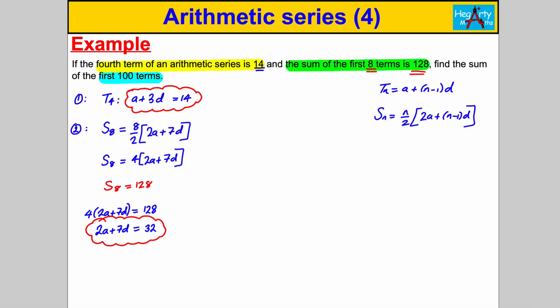Now, just before we get going, how might we do this? Well, I'm going to multiply this whole equation by 2, both sides, and get 2a add 6d is equal to 28. I'm going to call that equation 1. And from here, I'm going to just write this equation here as 2a add 7d is equal to 32 and call that equation 2.